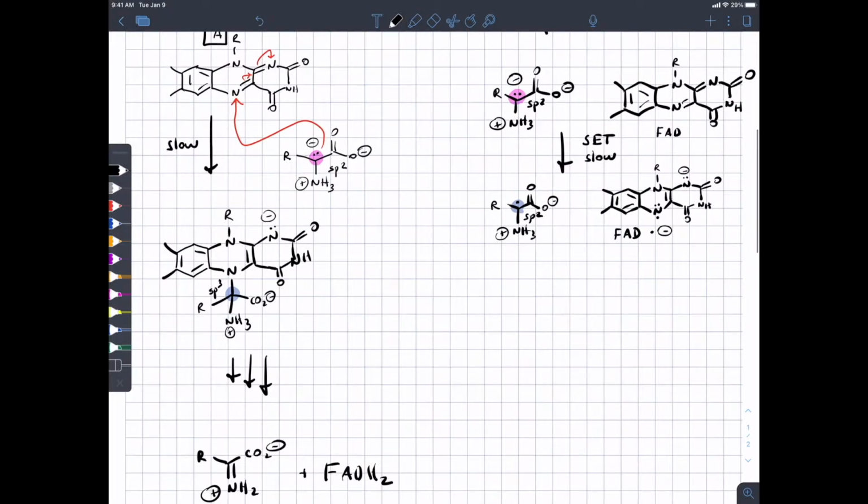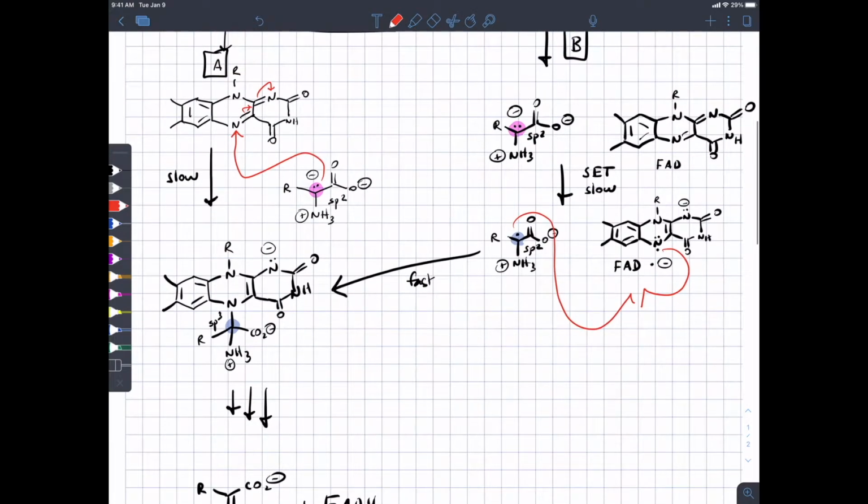And the next steps aren't important. You could get to this intermediate in a subsequent fast step simply by doing the radical reaction between the FAD radical anion and then the radical amino acid. And then the subsequent steps would be the same. So how do you tease out these two mechanisms?